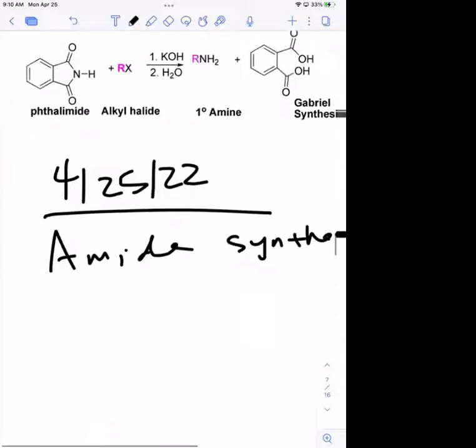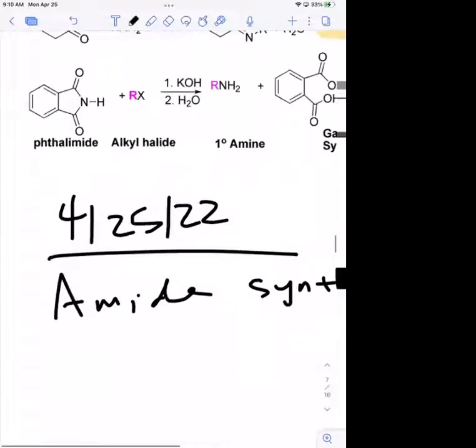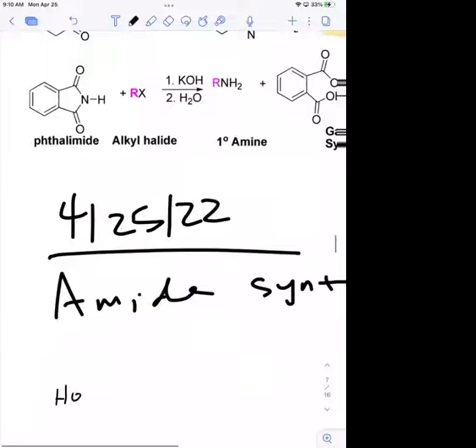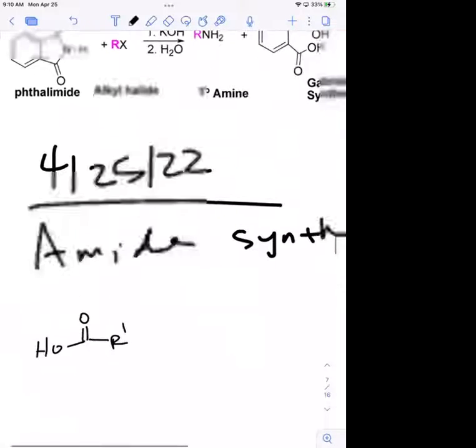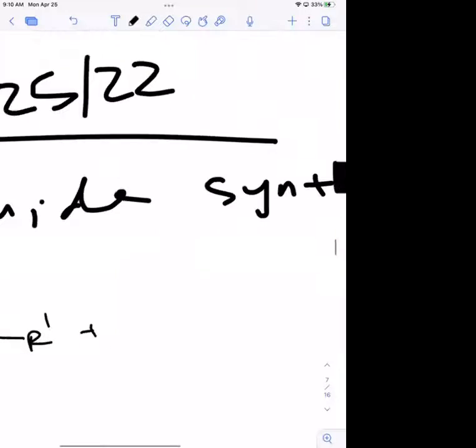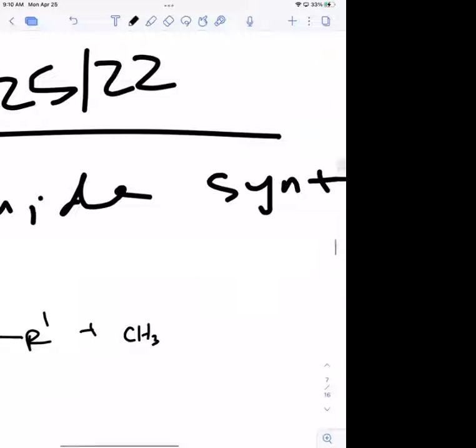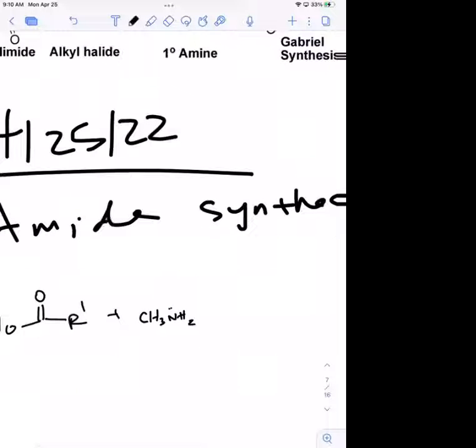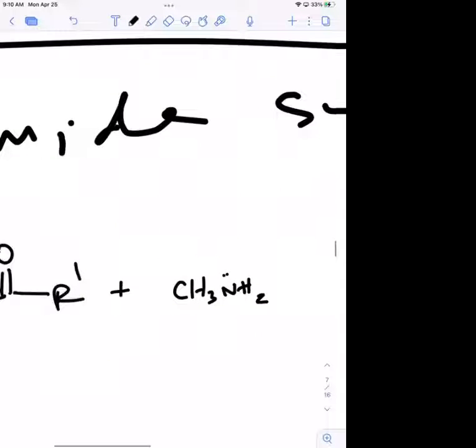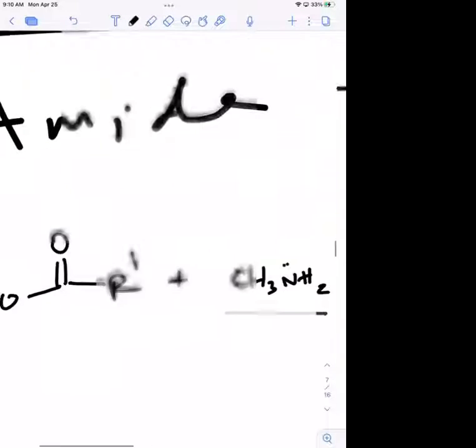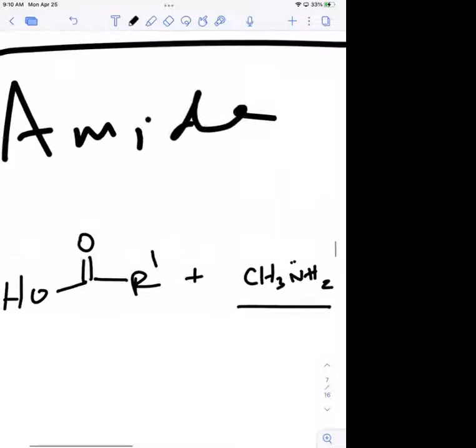In this case, we're going to just go through the mechanism. So let me take that acid, and that R group can be anything. I'm just going to leave it as an R group. And then let's just make this methylamine. All right, so somebody help me out. I have an amine. I have a carboxylic acid. Which one of those do you think is the nucleophile?